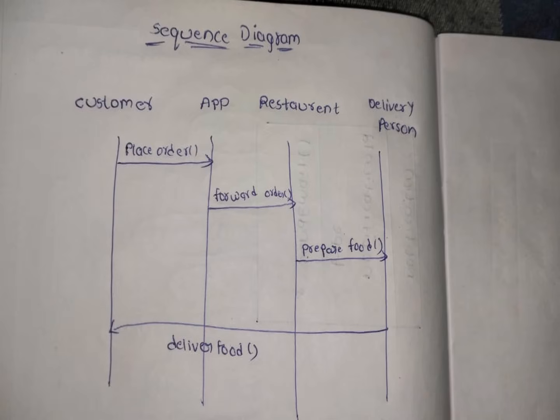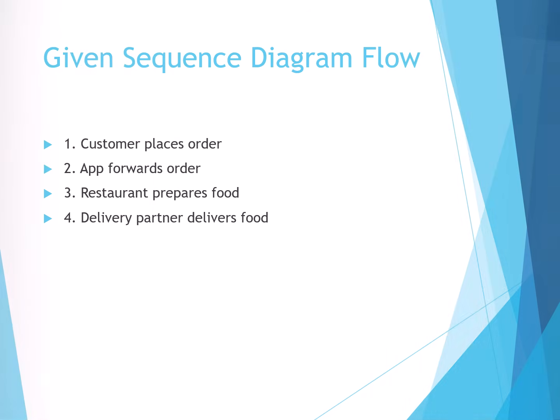First you have to understand the sequence diagram correctly. Once you understand the sequence diagram correctly, only then can you draw the collaboration diagram. Now what is the flow? Number 1, customer places order. Number 2, app forwards. Number 3, restaurant prepares the food. And number 4, delivery partner. Once you see the diagram, you will get this information, right? You have to understand this.